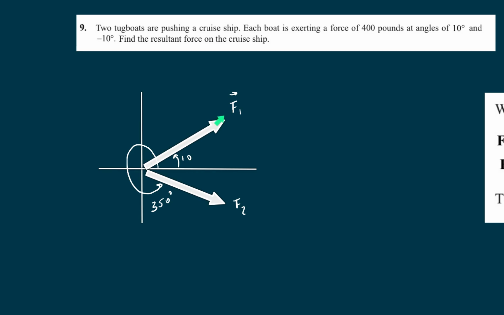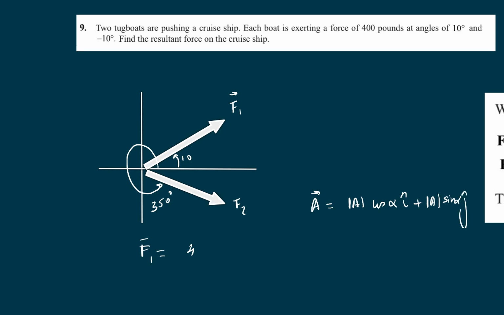So we have two forces, F1 and F2. Both of them have the same magnitude, 400. Who is F1? F1 is the force 400. I said that a vector A can be expressed as the magnitude of A cosine of alpha in the I direction plus the magnitude of A sine of alpha in the J direction.